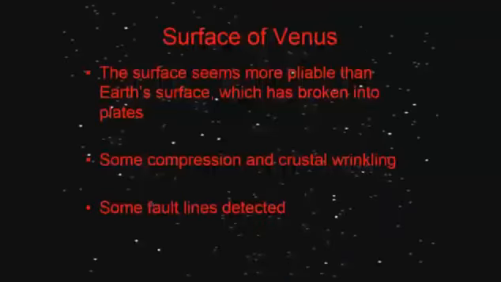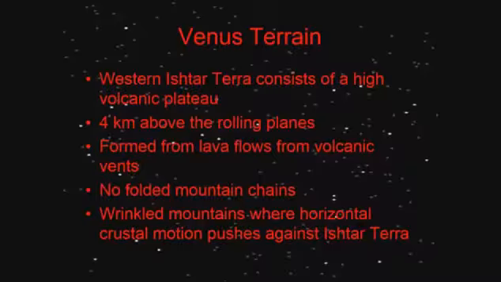The surface seems a bit more pliable, more like sort of Play-Doh than the Earth's surface. Earth's broken into plates and Venus doesn't seem to look like that and actually has sort of crustal wrinkling and a few fault lines running across it. Places like Ishtar Terra actually have high volcanic plateaus, about 4 kilometers above the plains. Just giving you an idea of what this planet looks like here.